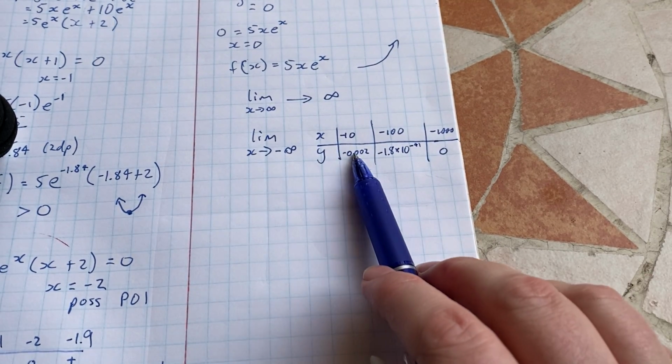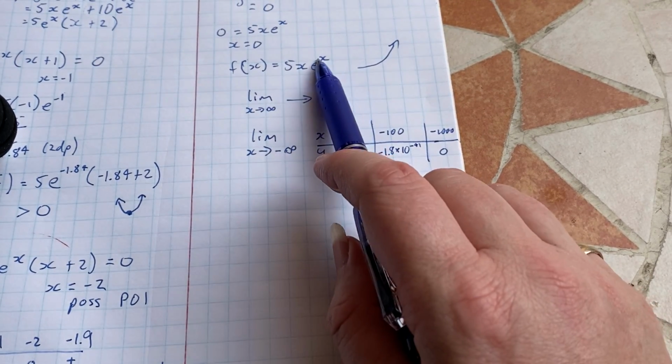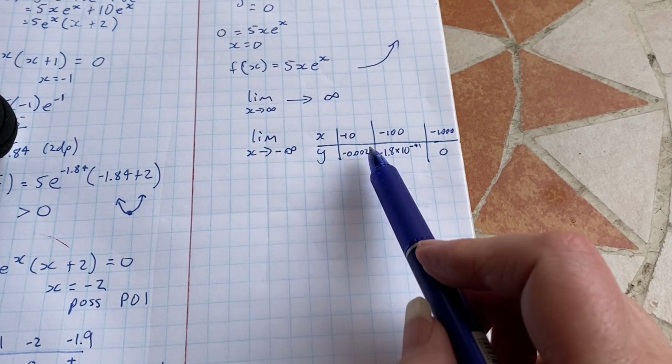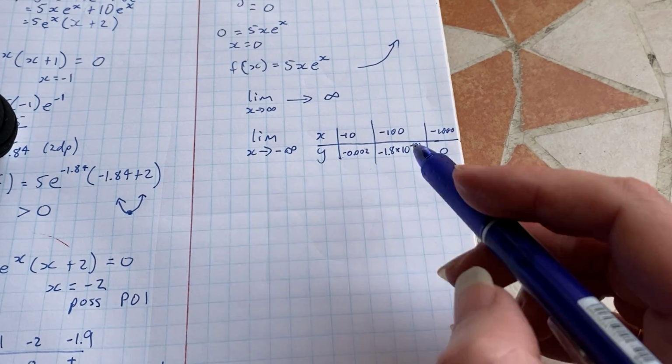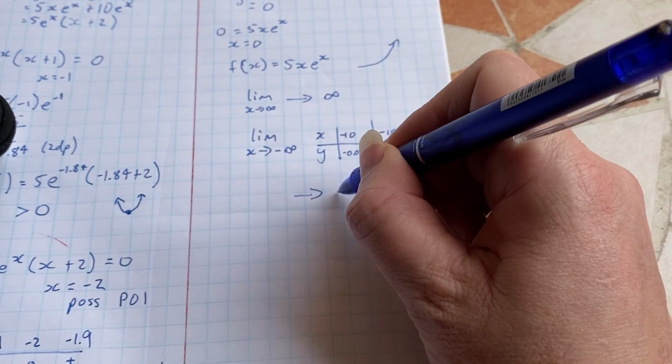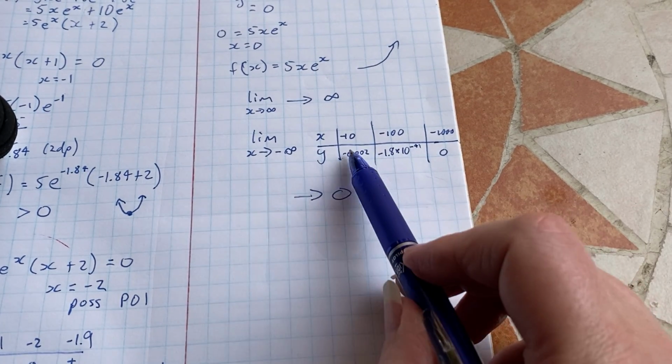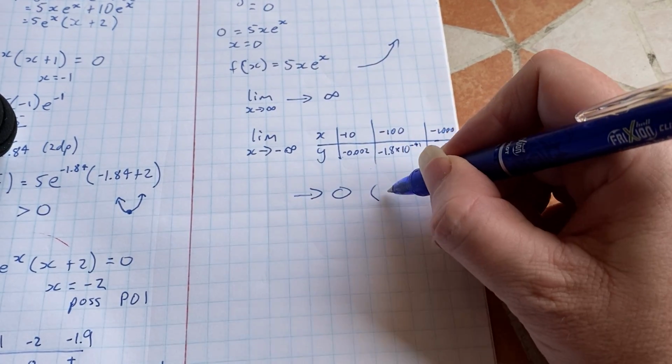Okay, the numbers are getting smaller and smaller, and that makes sense. e to the x gets smaller and smaller. These are negative values, okay? So the limit there goes to 0. It will get really close to 0. It's negative, so it's just below 0.